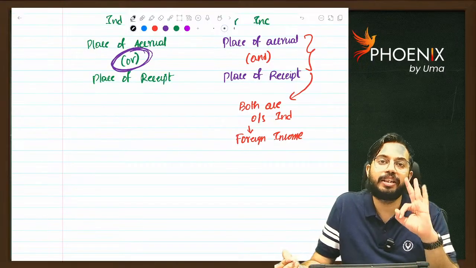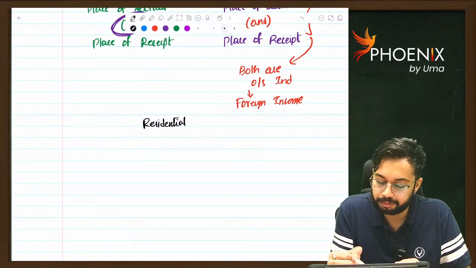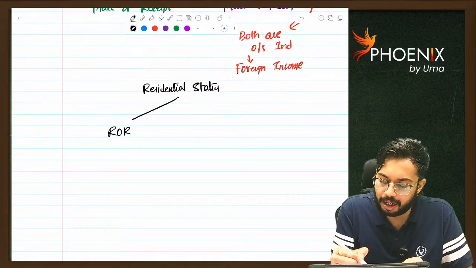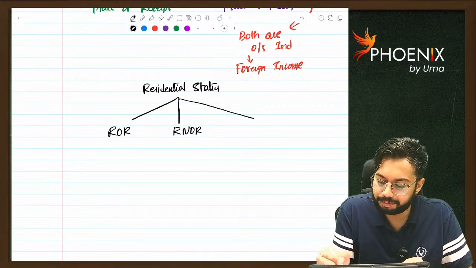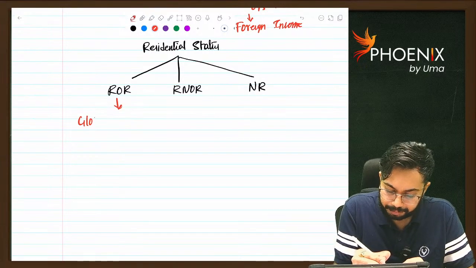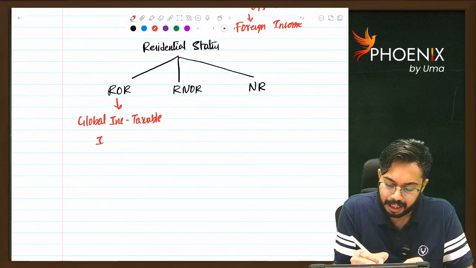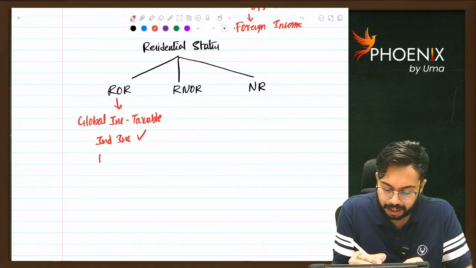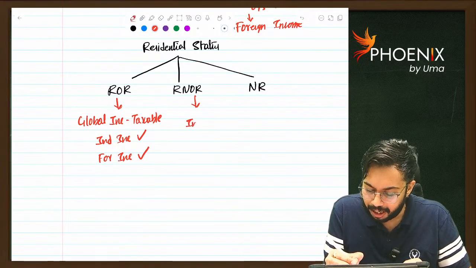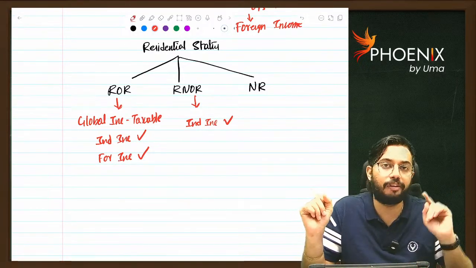There are three residential statuses: ROR, RNOR, NR. In case of ROR, global income is taxable. What do you mean by this? Indian income is taxable. Along with Indian income, foreign income is also taxable. In case of RNOR, Indian income is taxable, but all foreign incomes are not taxable. In case of ROR, all foreign incomes are taxable.